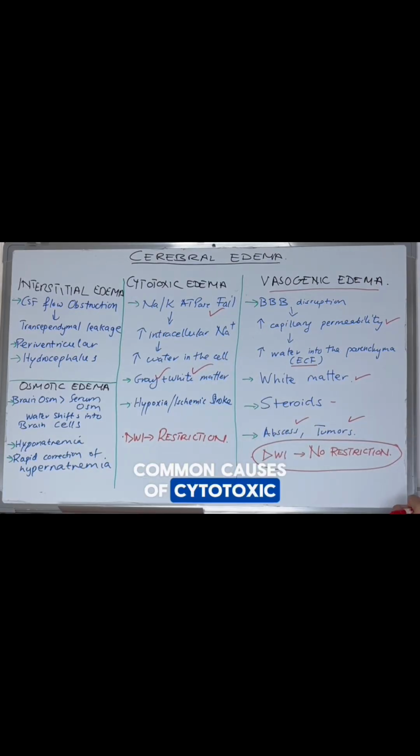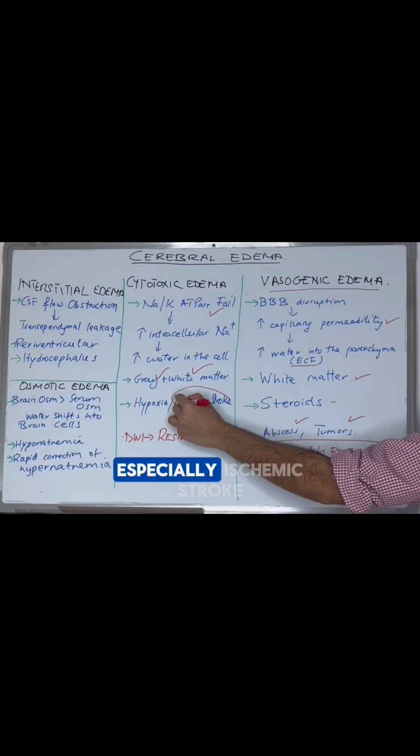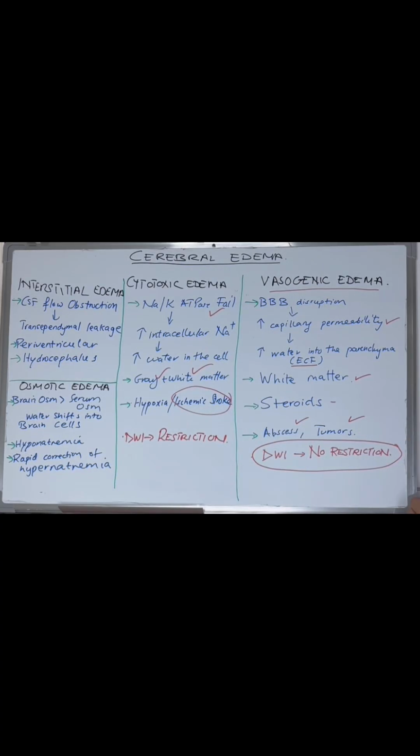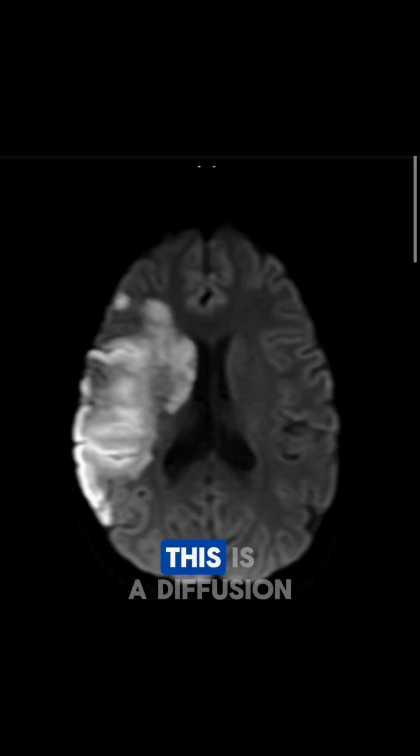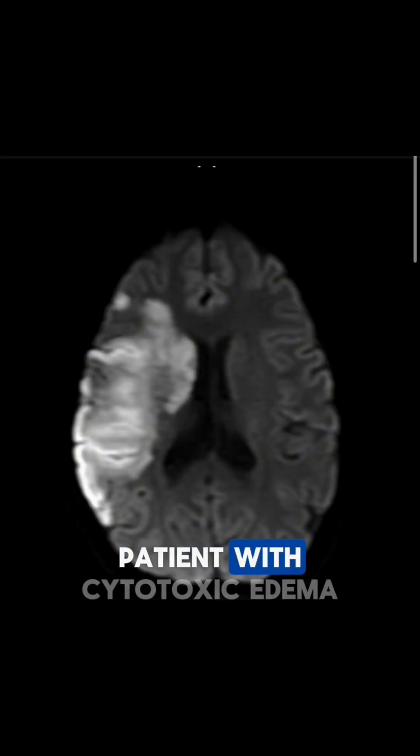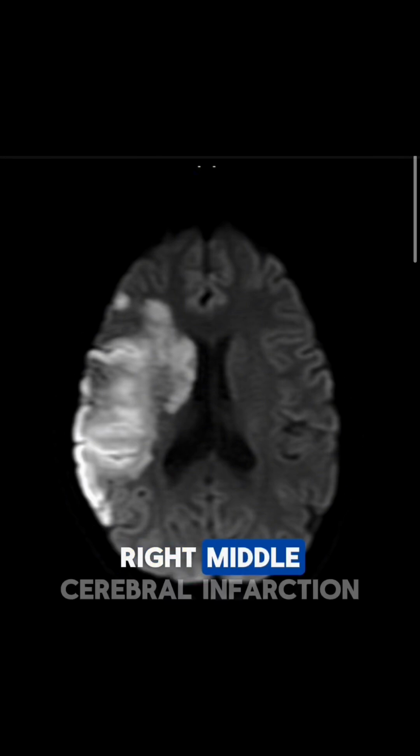Common causes of cytotoxic edema which we see in neurology in patients are hypoxia and ischemic stroke, especially ischemic stroke. Importantly, in diffusion-weighted imaging, cytotoxic edema shows restriction of diffusion. This is a diffusion-weighted image of a patient with cytotoxic edema who has sustained a right middle cerebral infarction.